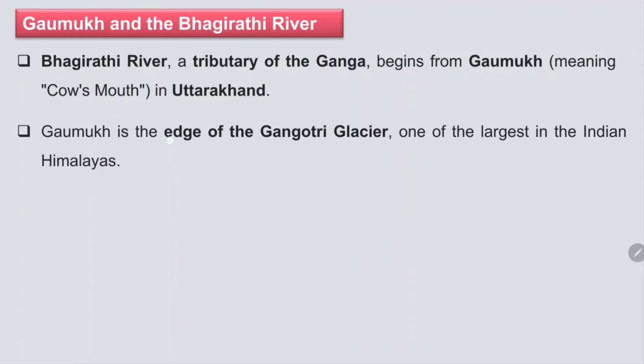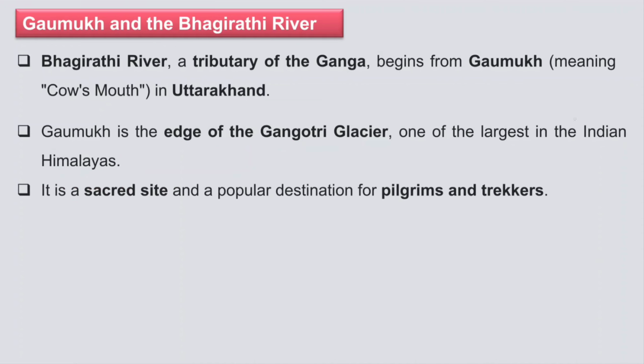And Gaumukh is the edge of the Gangotri glacier, one of the largest in the Indian Himalayas. And why Indian Himalayas? Because we are learning about the portion of the Himalayas which is in India. So that is why it is a sacred site and a popular destination for pilgrims and trekkers. It is considered a very sacred site, and many pilgrims and many trekkers used to come there.